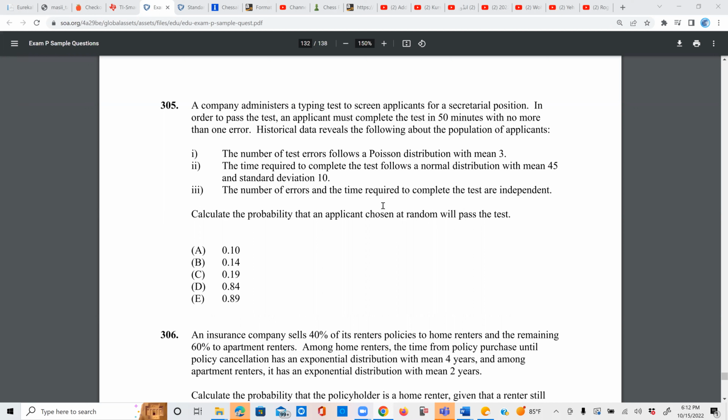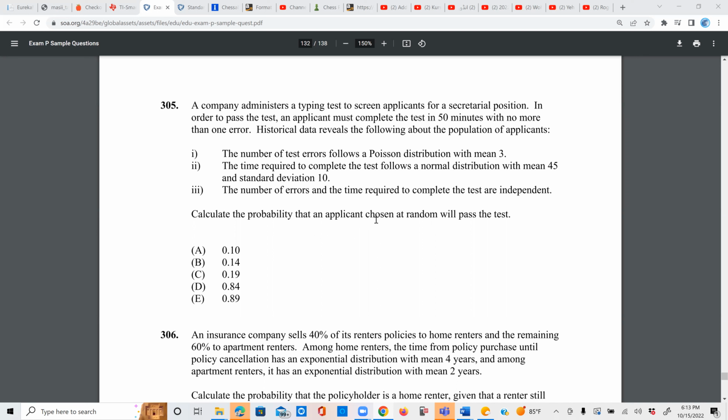The time required to complete the test follows a normal distribution with mean 45 and standard deviation 10. The number of errors and the time required to complete the test are independent. Calculate the probability that an applicant chosen at random will pass the test.